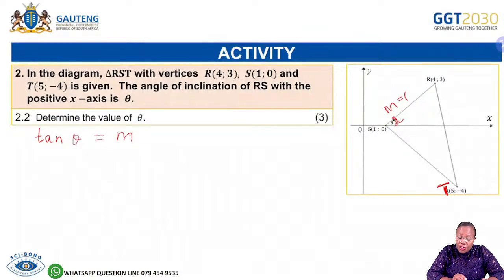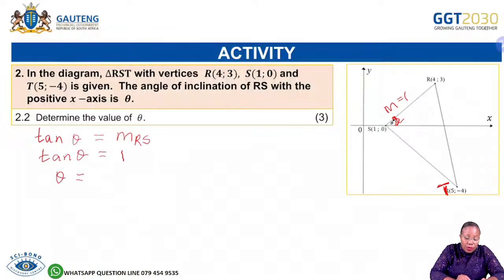Is the gradient of which line now? Remember, from the x-axis to the line we are referring to is line RS. So is the tan of theta equal to the gradient of RS, of which we have calculated as being 1. And then now theta will be equal to, the tan to this side will be arctan of 1 into our calculator, grade 12. The theta angle will be equal to 45 degrees.